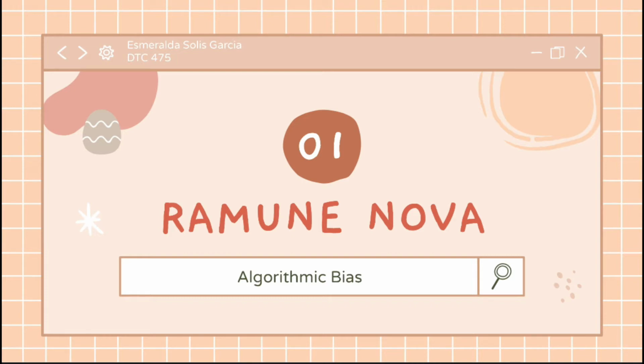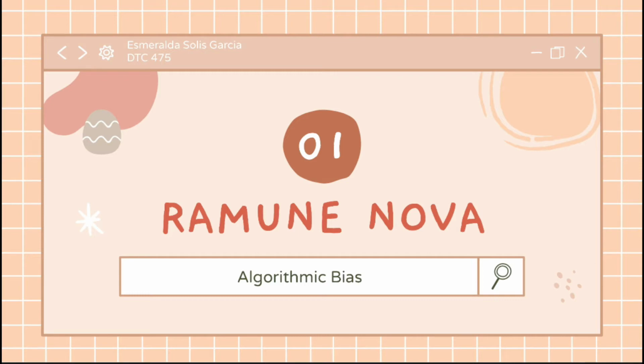Alright, so as you know, today's topic is algorithmic bias, and it's in a more social kind of impact way. Because there's political, there's cultural, and there's a whole bunch of these different types of topics and discussions that you can have, but I'm talking more about the societal impact that algorithmic bias has today.